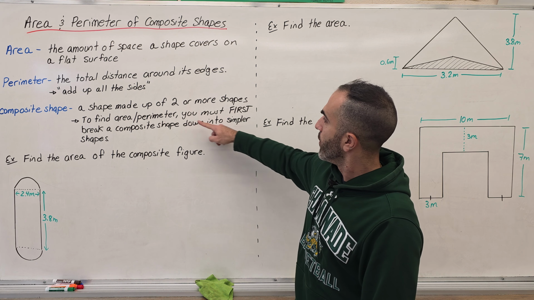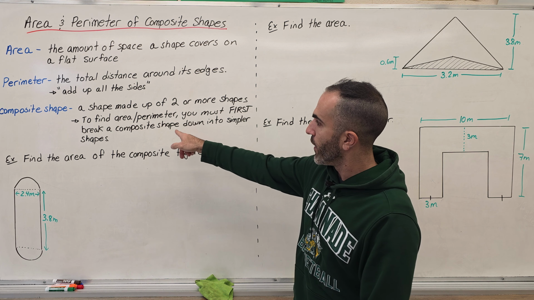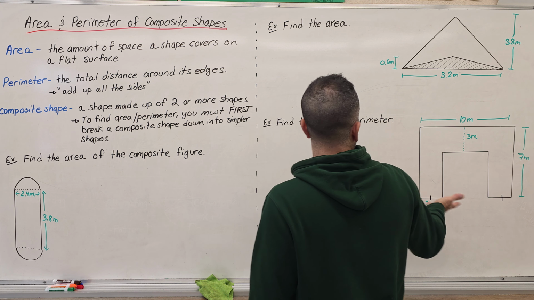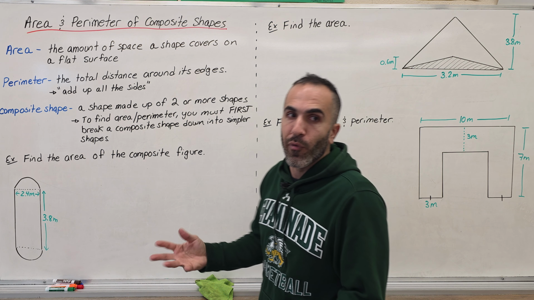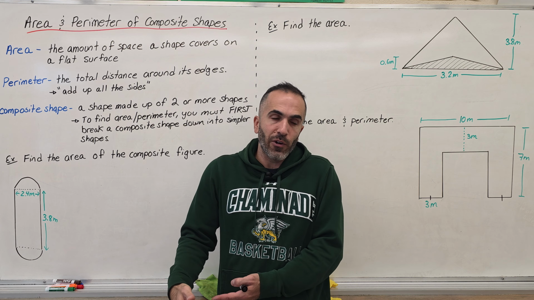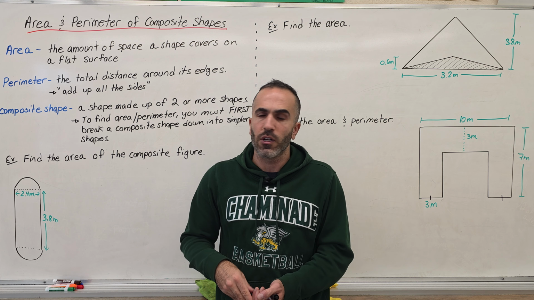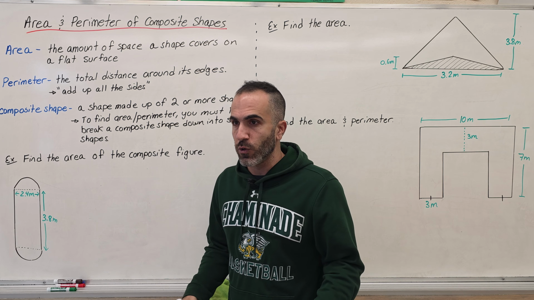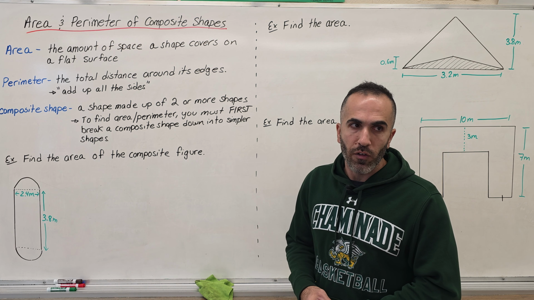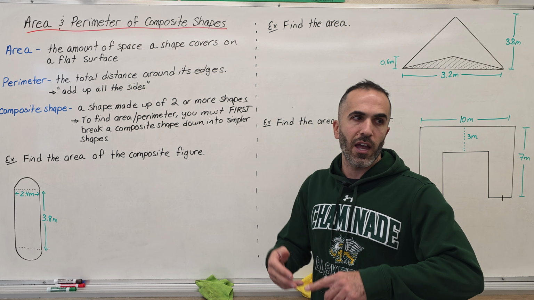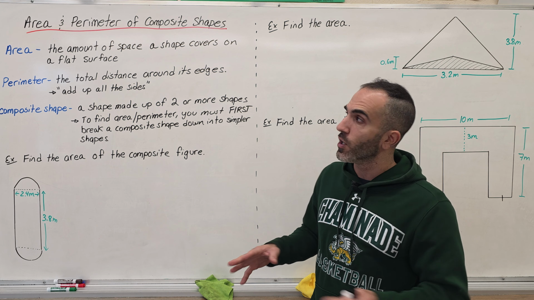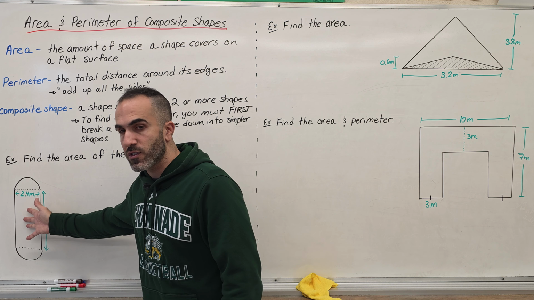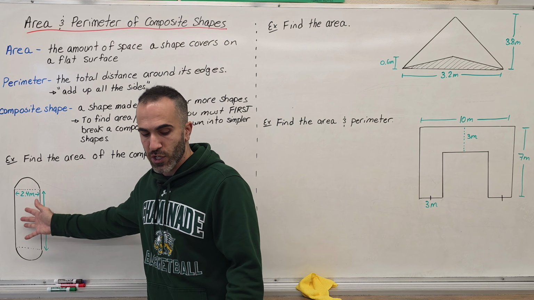To find the area and perimeter, you must first break a composite shape down into simpler shapes. We don't know the area of this shape, so I've got to break it down into shapes that I know the area for, and then I can slowly start to solve. So we're going to see how that looks right now. Luckily, in this chapter, you don't need to memorize formulas. You're in grade 9, you're given all formulas, and that's on your test, on your exam, on EQAO. You're given all formulas for all shapes, right? But it's up to you to know that this consists of multiple shapes.